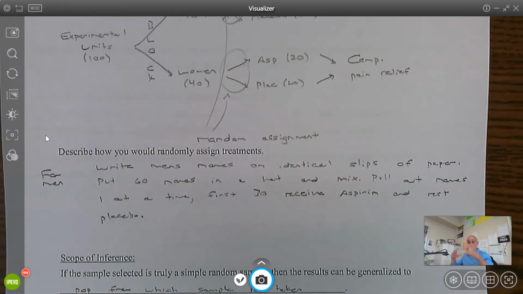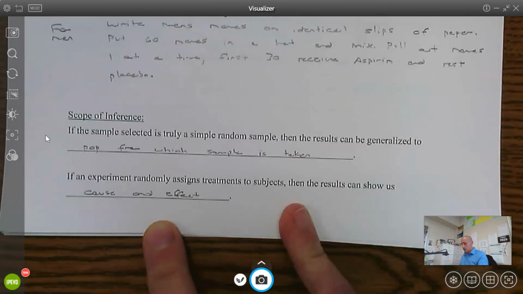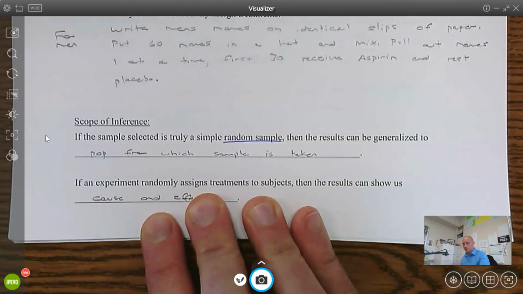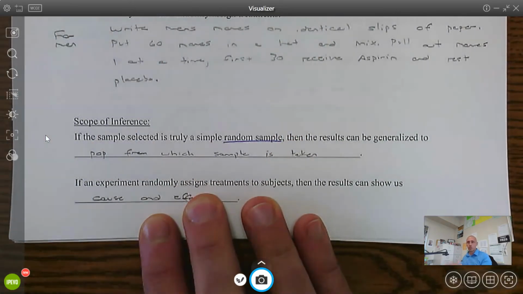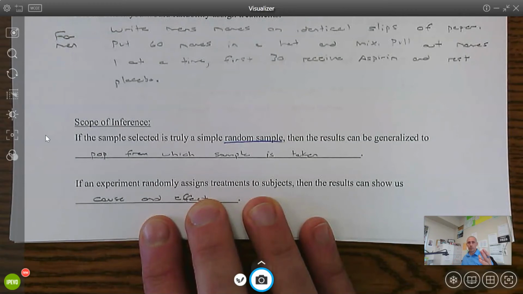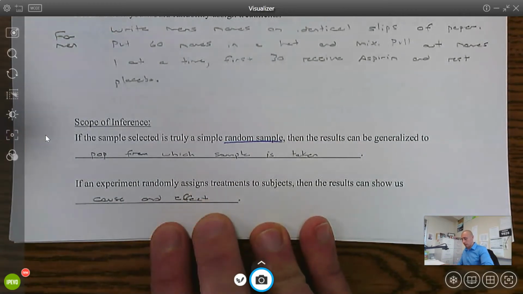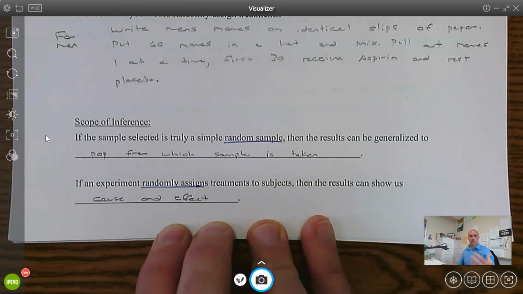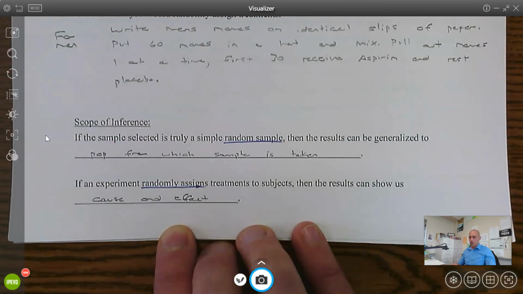Scope of inference, like what can we conclude? Can we conclude to a larger population? Can we conclude cause and effect? And it just comes down to the way randomness was used. If you have a random sample, we can generalize the results to the larger population from which the sample was taken. And if we have an experiment that has a random assignment, then we can conclude cause and effect.